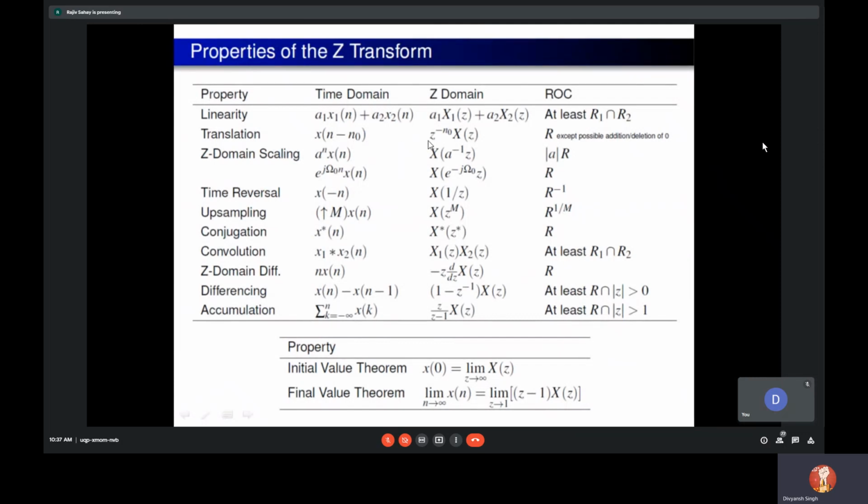For the DTFT case, it used to be e to the power minus j omega n naught, isn't it? Here z is equal to r into e to the power j omega. If you put r equal to 1, then you will get e to the power minus j omega n naught, which derives the DTFT property. The general property from the Z transform is z to the power minus n naught.